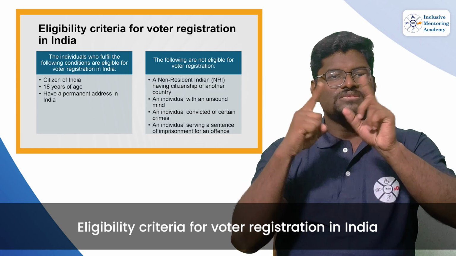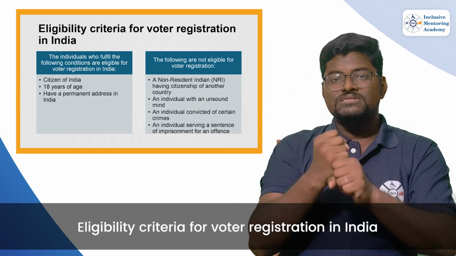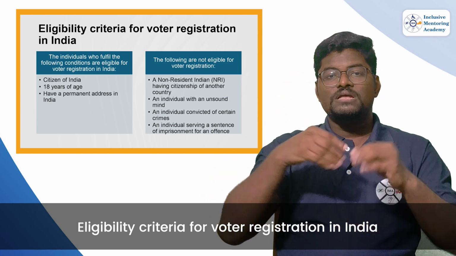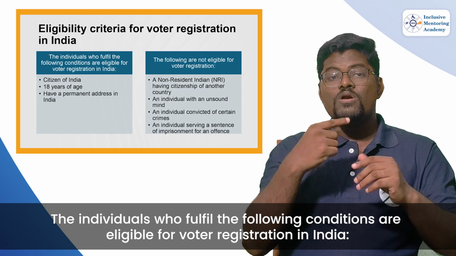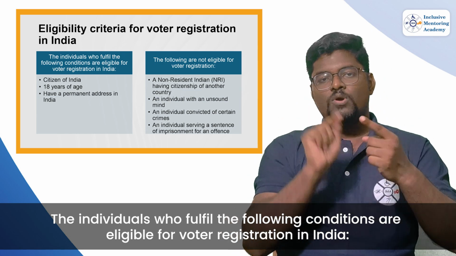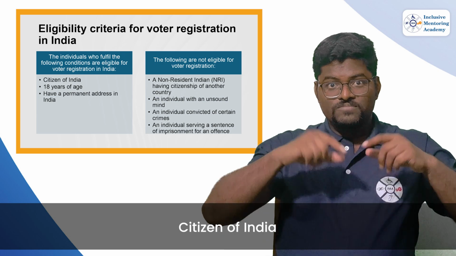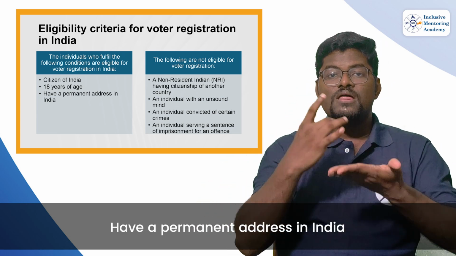Eligibility criteria for voter registration in India. The individuals who fulfill the following conditions are eligible for voter registration in India: citizen of India, 18 years of age, and have a permanent address in India.